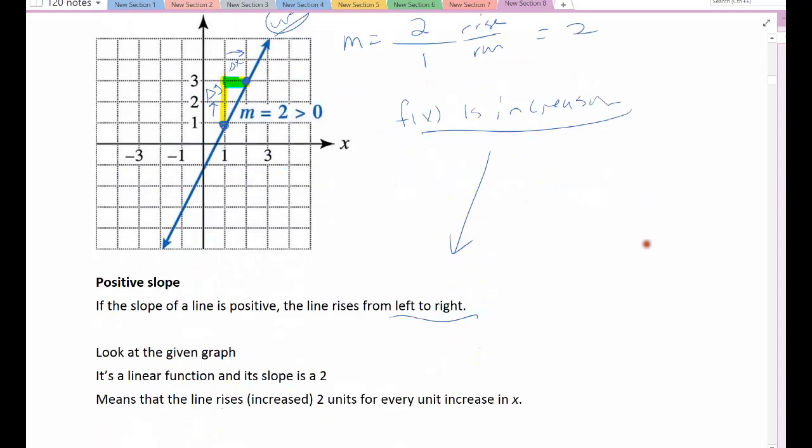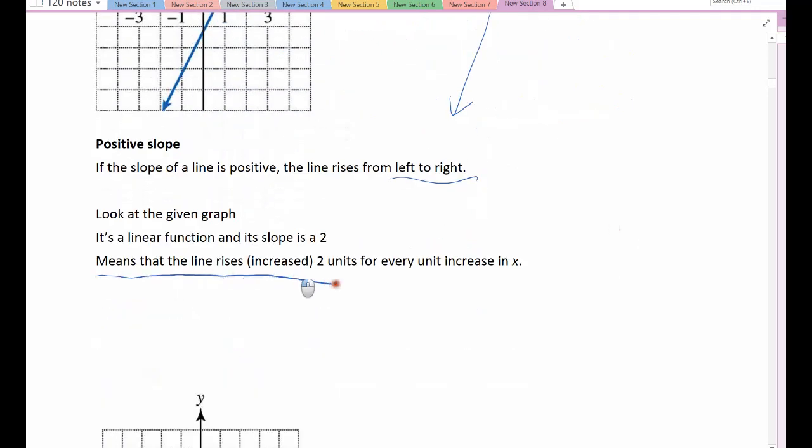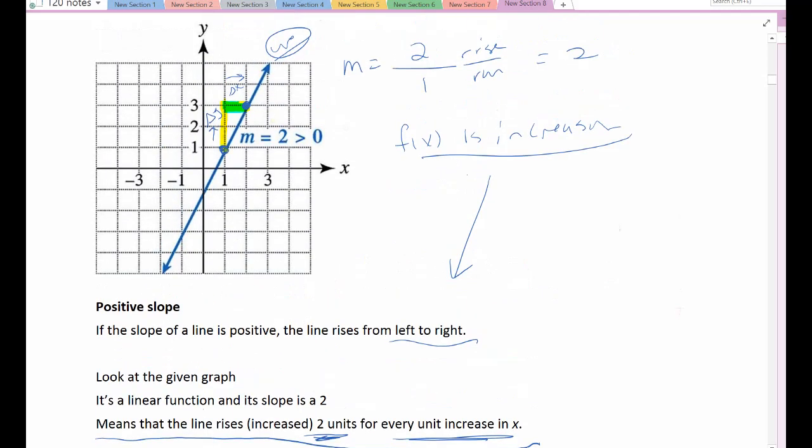Which I kind of summarize down here. Positive slope, something that looks like that. I'm moving up. Positive slope is positive. It rises from left to right. If you look at the graph, it's a linear function. Its slope is 2. And what that slope means is that the function is increasing by 2 units, moving up by 2 units, for every change in x. When x changes by 1 unit, if I go over 1 unit, my function goes up by 2. And that works every time. I go over 1 unit, I go up by 2. Everywhere I go over 1 unit, I go up by 2 to get my next point.